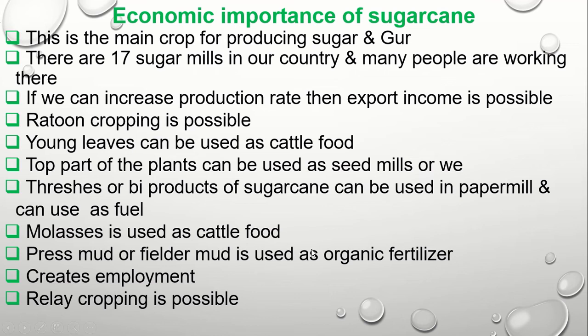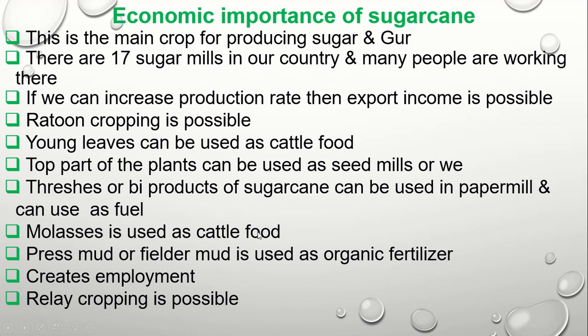Trash or byproducts of sugarcane can be used in paper mills, and you can use them as fuel. That means the dry leaves and the top portion we can use as sugarcane fuel. In village and rural areas, people use it for cooking and other purposes. And even the sugarcane waste product, after extracting the juice, can be used in paper mills. The waste material is used in paper mills for producing newsprint.